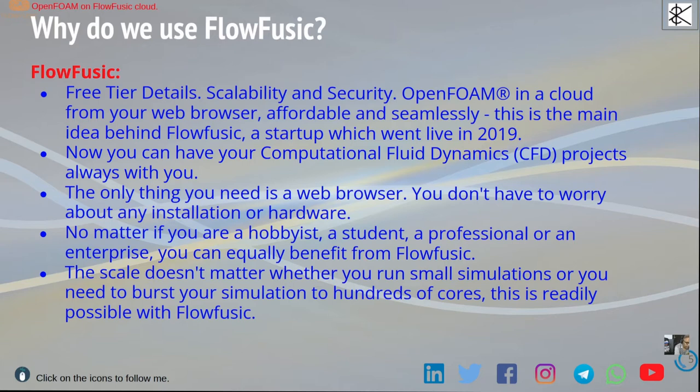In a previous video I discussed the AWS Amazon Web Cloud. There you need to access your AWS account through a third party, like an SSH agent. But here, when your computer is connected to the internet, you just log in to the FlowFusic site and you can access your account. You don't need to connect anywhere, you just log in and work on it. That's it. I'll show you how it works.